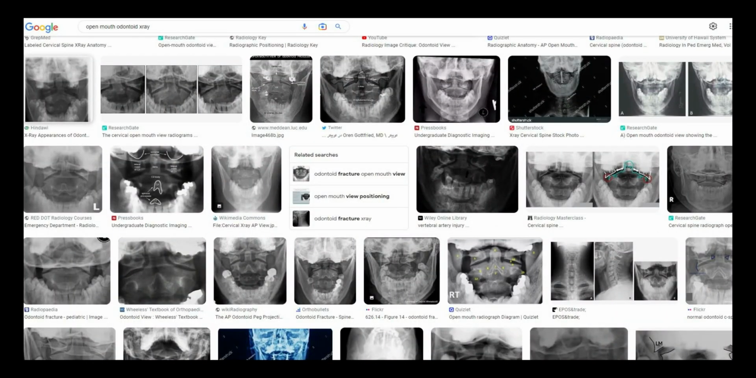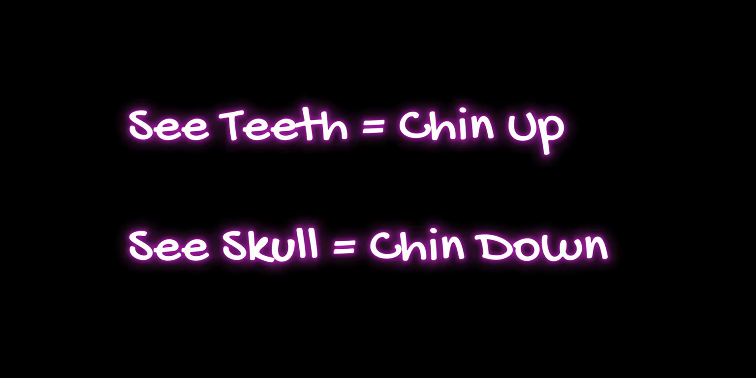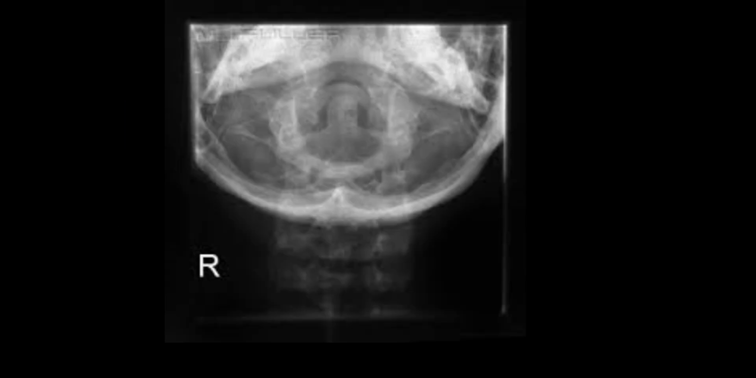I feel most of the repeats are because we raise the chin too high when shooting odontoids, and Google verifies this. It's really hard to find odontoid images with teeth covering the odontoid. Memorize this. If you see teeth, chin up. If you see skull, chin down. If you miss the tip, you can always do a Waters or a Fuchs.